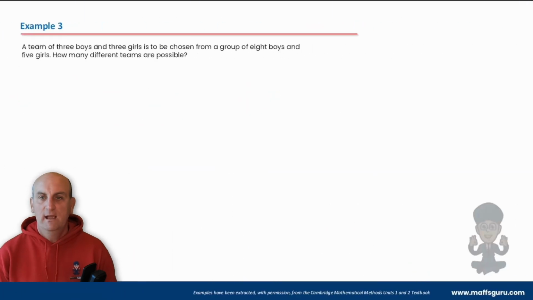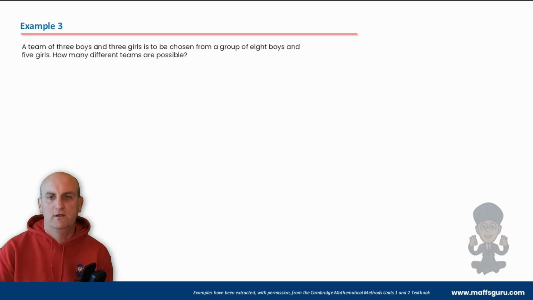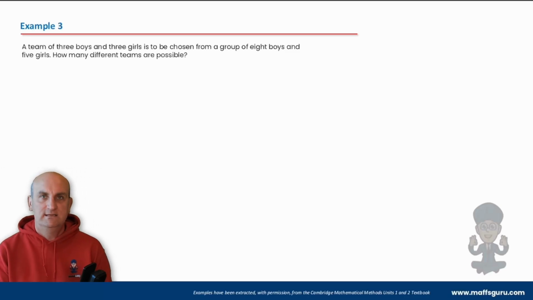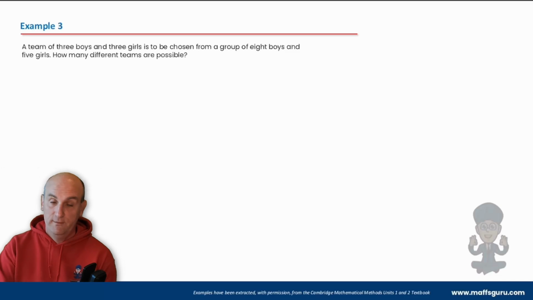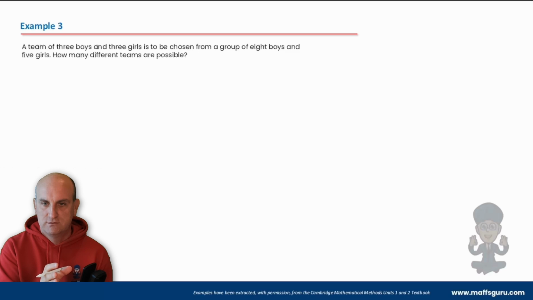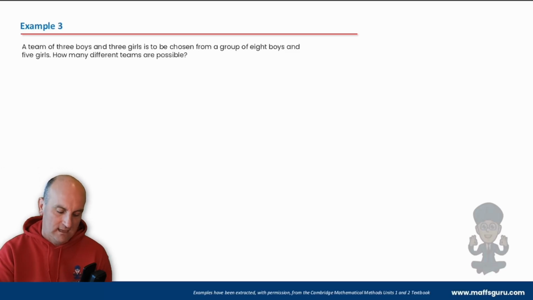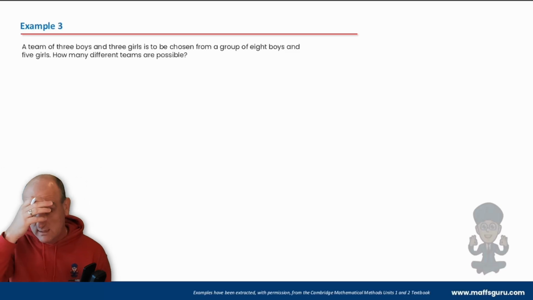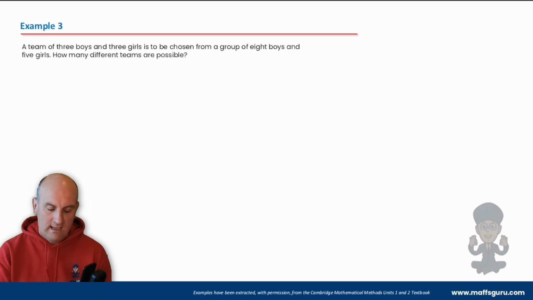Okay, fabulous. A team of 3 boys and 3 girls is to be chosen from a group of 8 boys and 5 girls. How many different teams are possible? Now, this is going to go back to my addition and multiplication rule from the first section. I've got to choose a group. I've got to choose the 3 boys first and then the 3 girls. How many ways are there of me choosing the boys where the order doesn't matter? I've got 8, and I'm choosing 3, so 8 choose 3 is the number of ways for the boys.